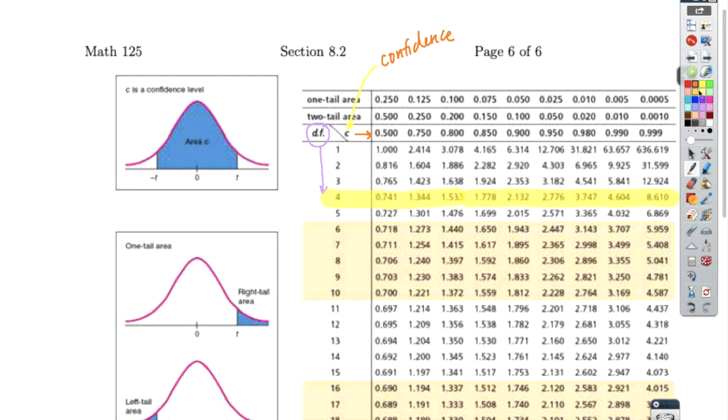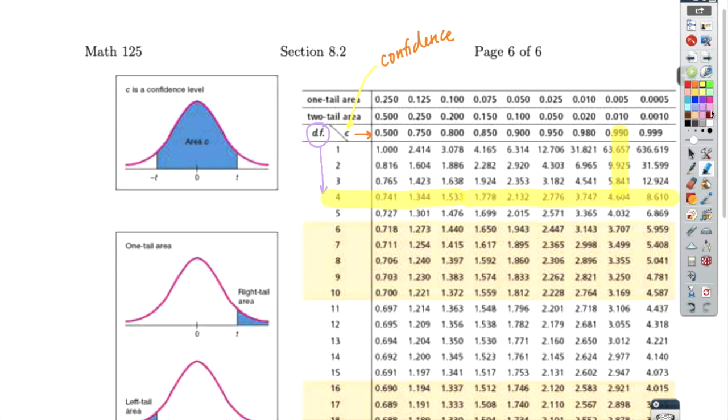We wanted a confidence level of 99, so I'm going to come over here. 0.99 is that 99%, so I'm looking in this column. And that brings me right down to 4.604, and that's going to be my critical value.